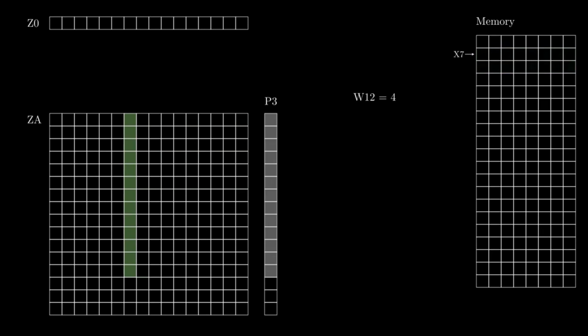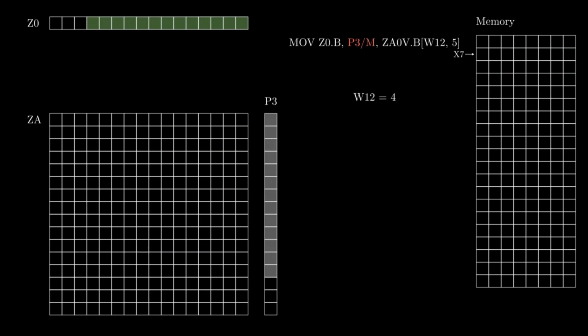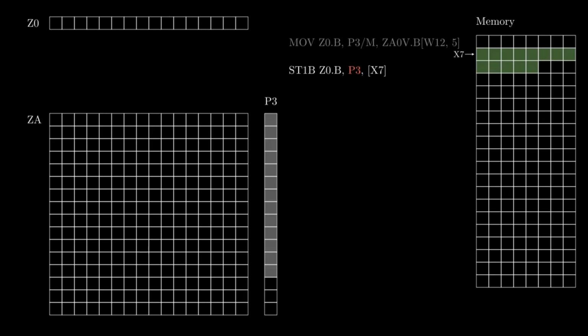We can use predicate registers when moving data out of the tile too. When storing to memory, there is no /m or /z. Inactive elements are not written to memory.